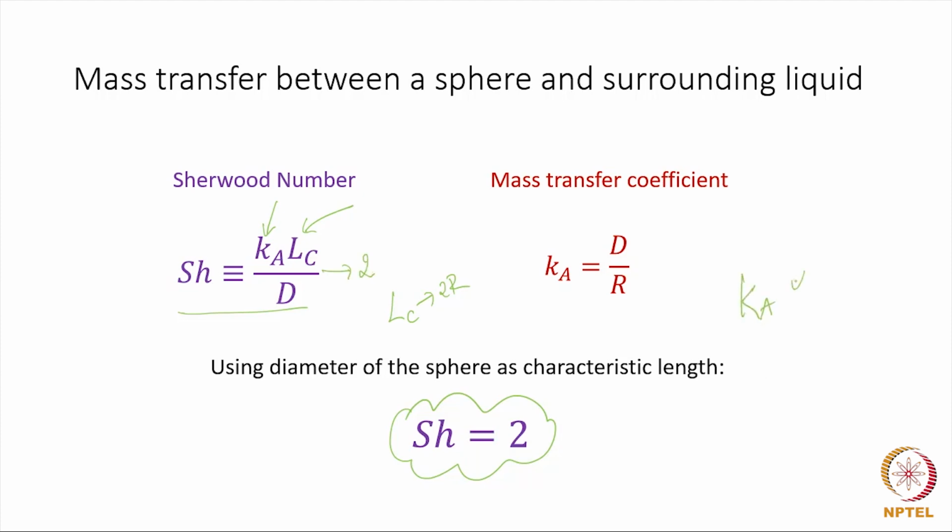So we can say that Ka is proportional to 1 by the radius, which means that smaller spheres would lose the mass much faster, okay, because its rate goes as 1 by r. And later on, when we see the Sherwood number correlations for spherical geometry, you would always see them as 2 plus something, okay, and we now know the meaning of this 2 because that is for the steady state unidirectional solute transfer without advection, and whenever the advection is there, then you have the second term that is coming in.